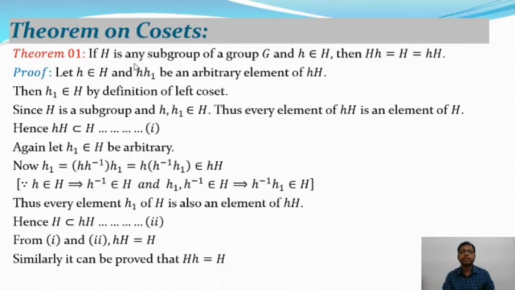If H is any subgroup of a group G and h belongs to H, then h into H is equal to H is equal to H into h, where small h is an element of capital H, and capital H is a subgroup of G. So here is the proof of theorem 1. Let small h be an element within capital H, and let h into h1 be an arbitrary element of h into H, where capital H is a subgroup of a group G.